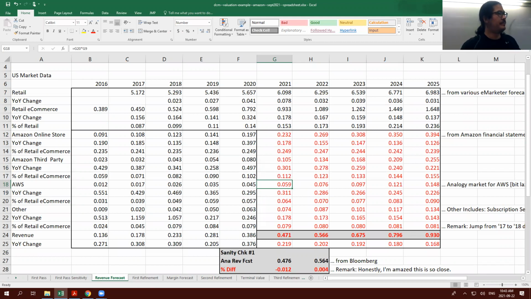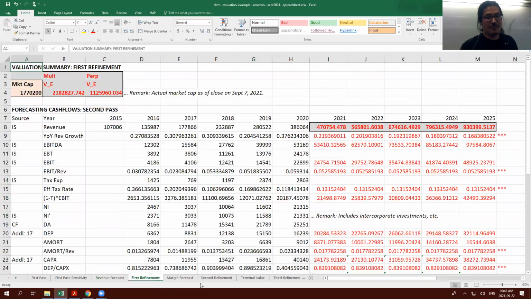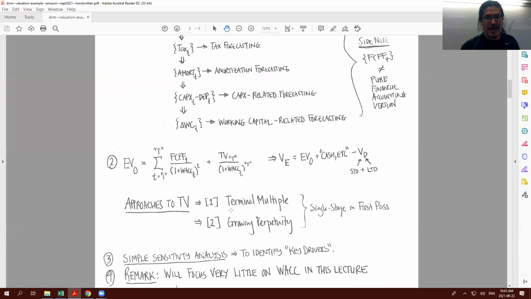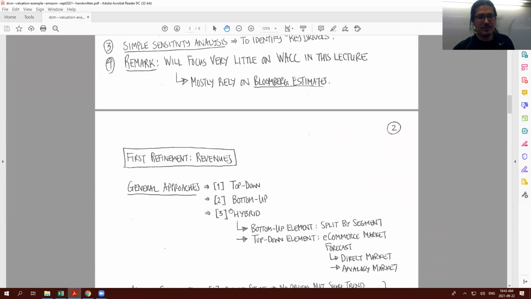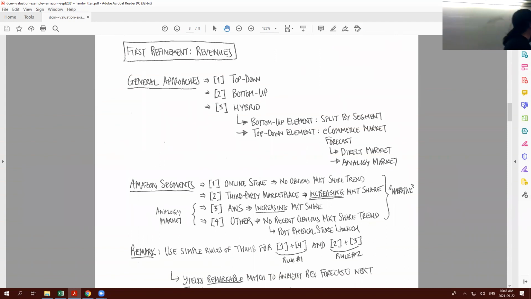Are we okay here? All right. So that's our first refinement. So now let's talk about the first refinement. I posted this online as well, yes? Yeah. Okay. Right. So what I want to say about the first refinement is, we solely focus on trying to do a better job with revenues.